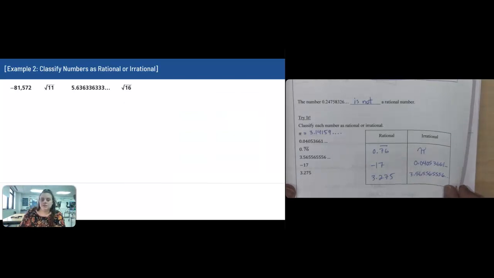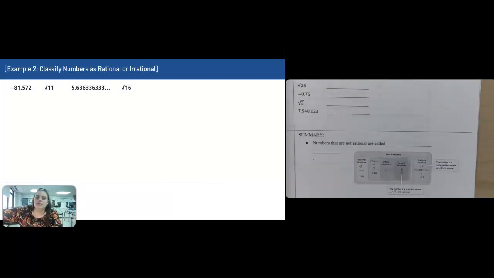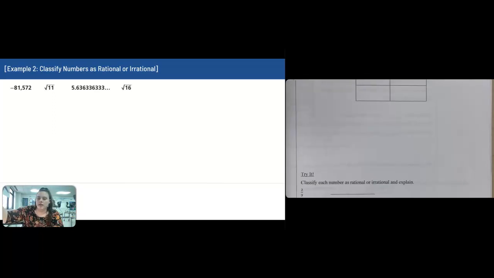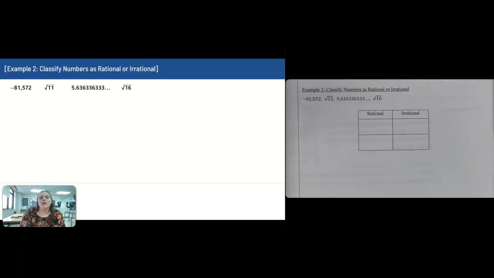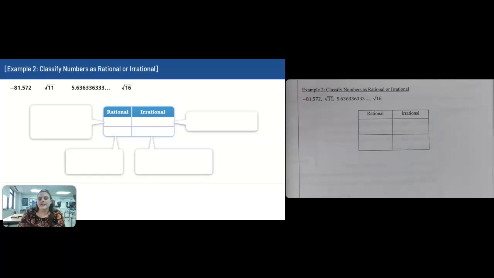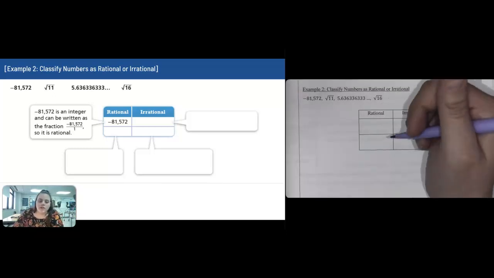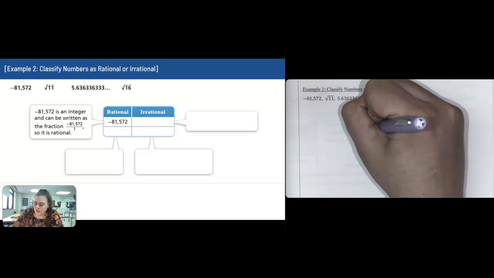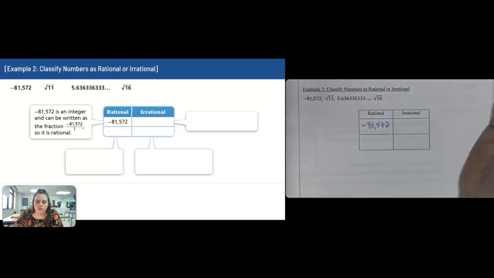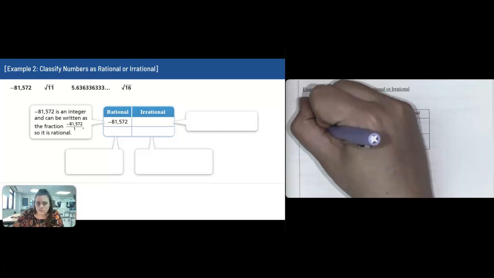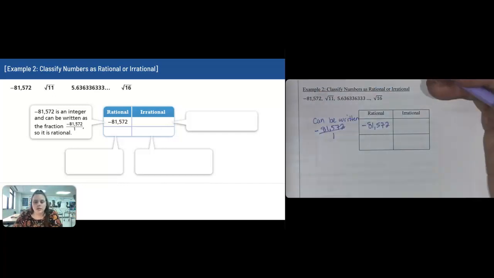In example 2, we're going to look at classifying numbers as rational or irrational, and the reason behind our classification. So the first one, negative 81,572. This number is rational. We can rewrite it as a fraction because we can rewrite any whole number as a fraction over 1. Because it can be rewritten as a fraction, it's rational.